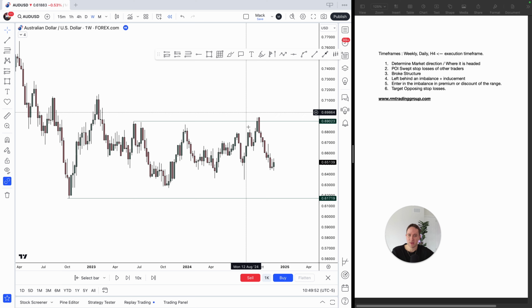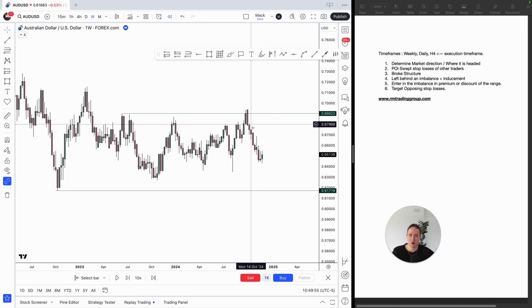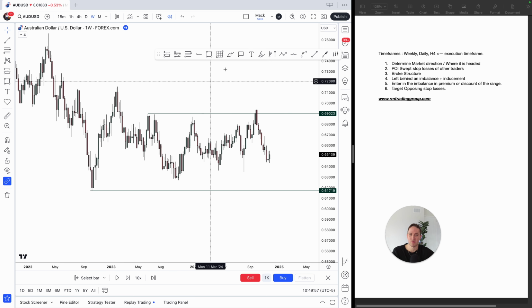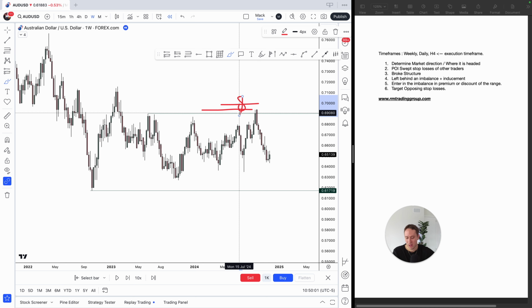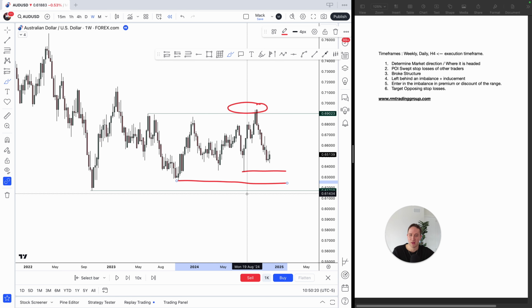As you can see, we're on the weekly time frame here, and you can see that the market is overall bearish, right? We are trending bearish after we ran the stop losses of the traders up here. So when I'm talking about number one here, determine the market direction and where it's headed, when we run the stop losses of the traders over here, more than likely, we're going to then go look for the stop losses of the traders over here. It's kind of like a game, right? We go from one side to the other. So the stop losses are going to be here, below this low over here. And then the final destination is going to be over here.